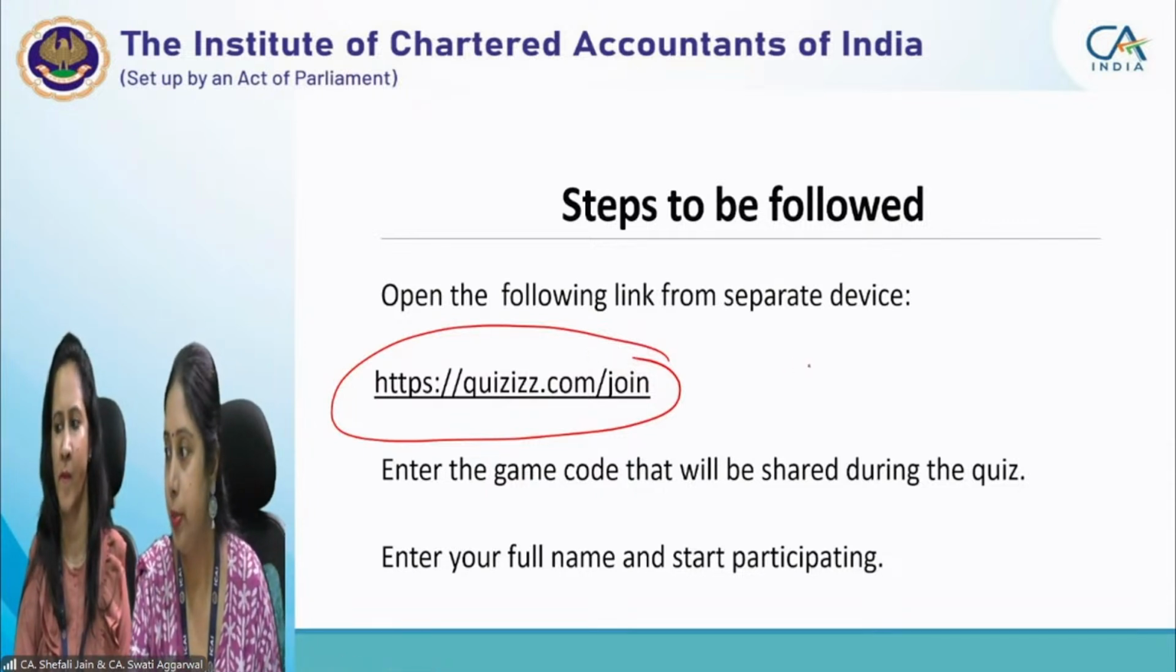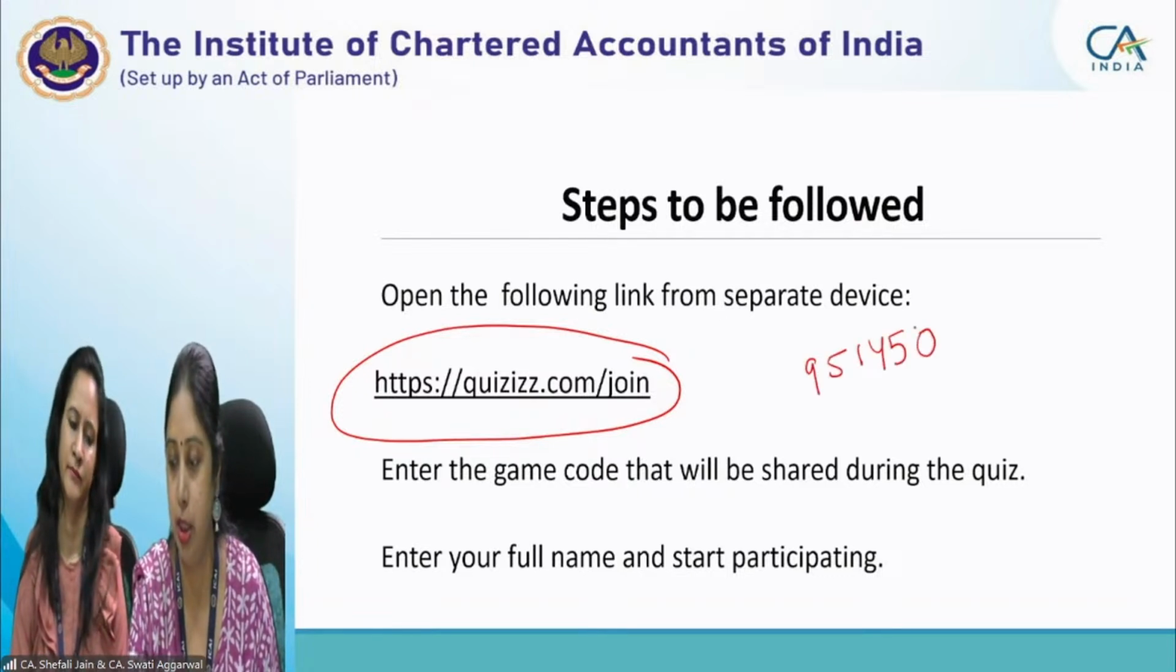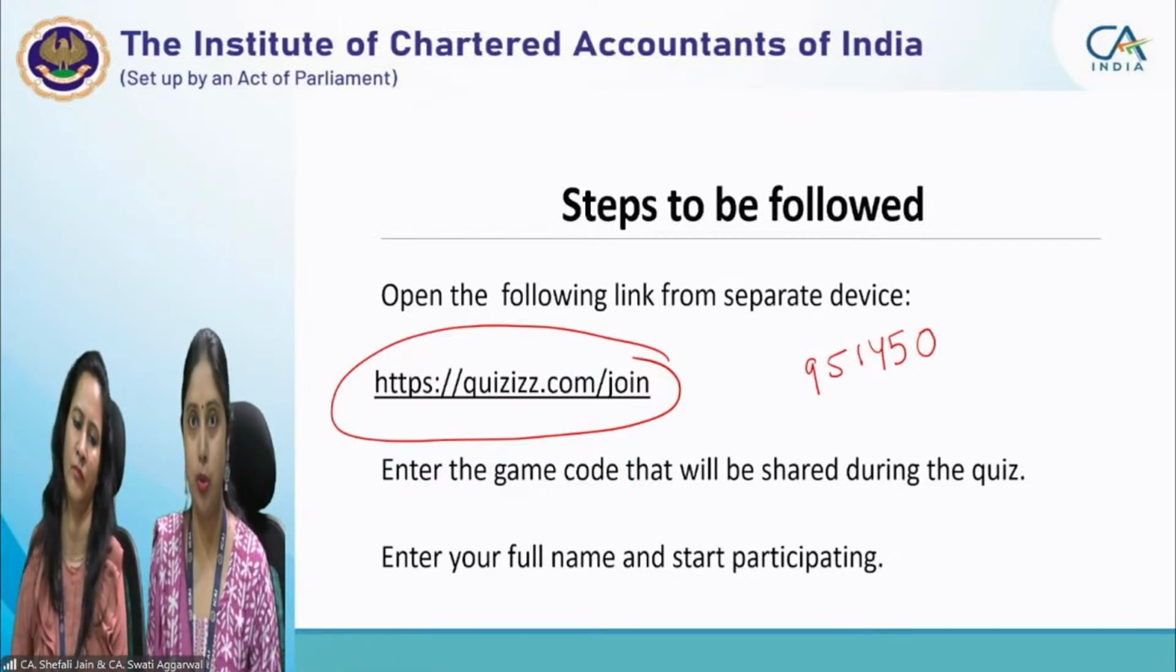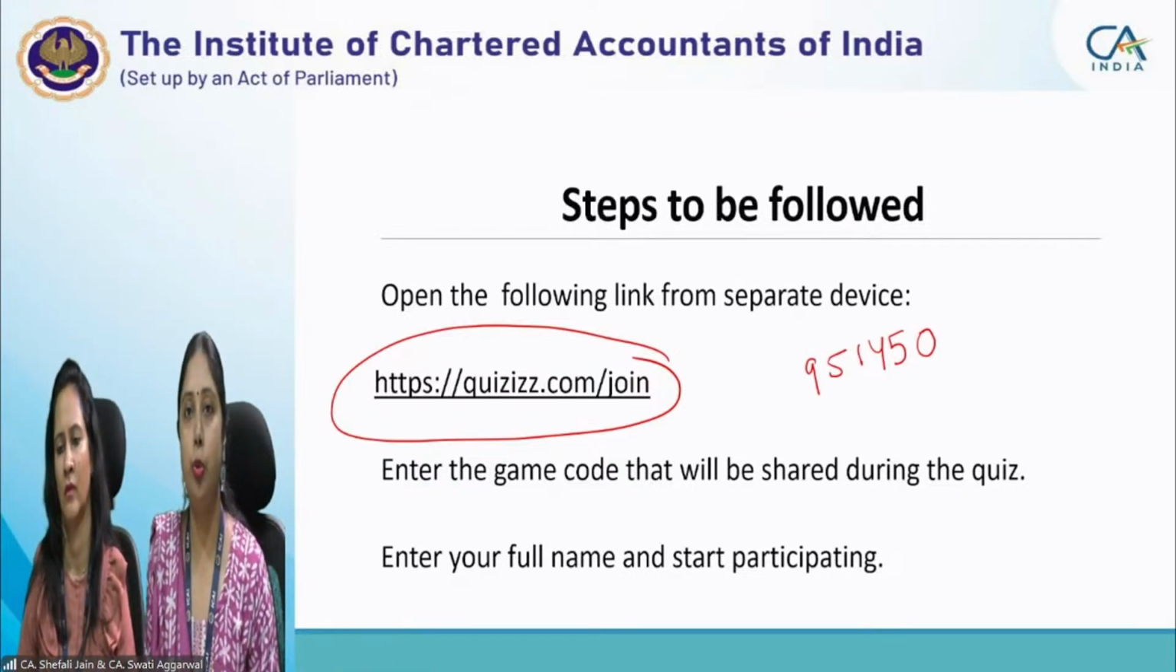The code is 951450. This code you have to put. When we start the quiz, we'll once again tell you the code. After putting the code, you have to put your name also.